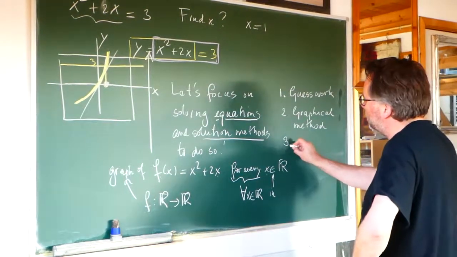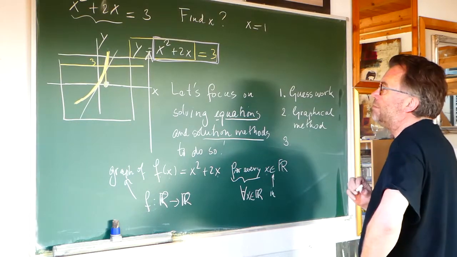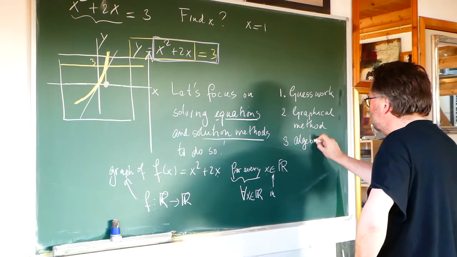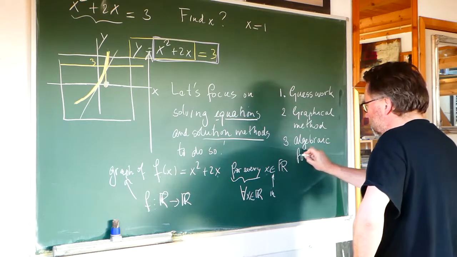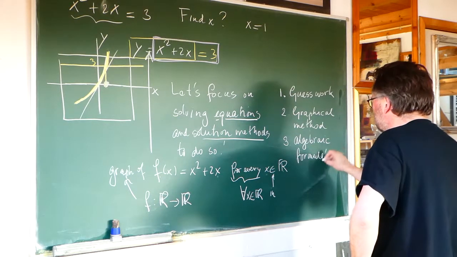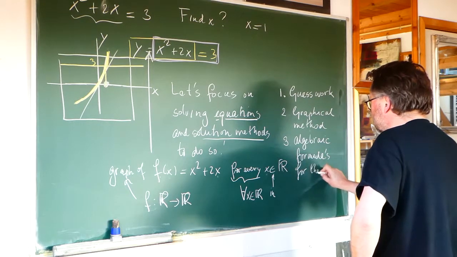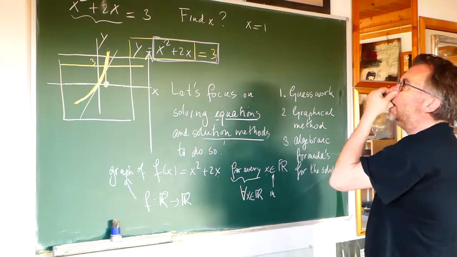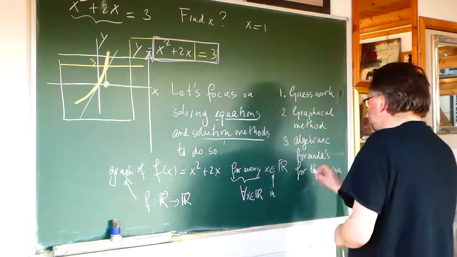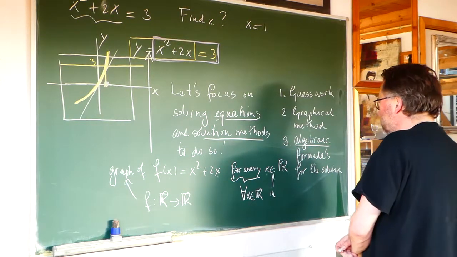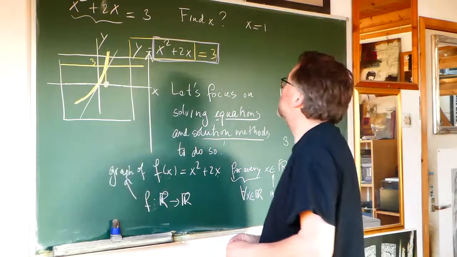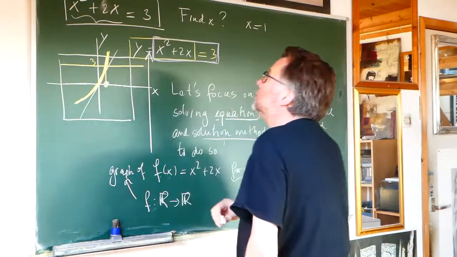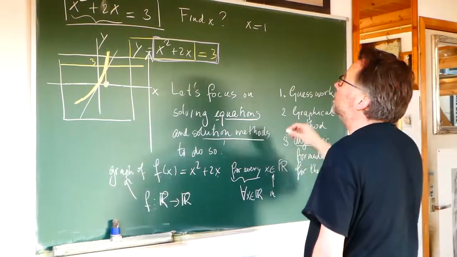Okay, solution method 3. Yeah, algebraic formulas. Formulas for the solution. So algebraic formulas. Algebraic formulas come from algebraic tricks. So let's look at this equation here, and let's add 1 on both sides.